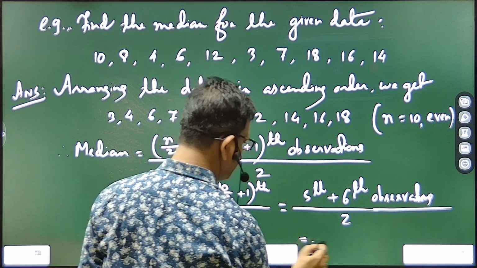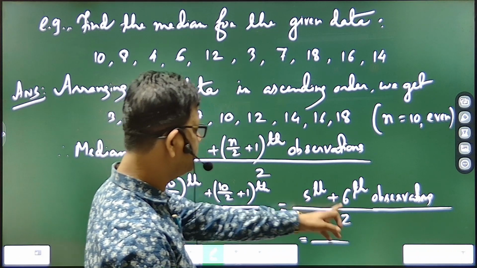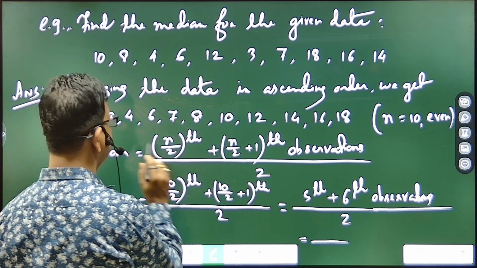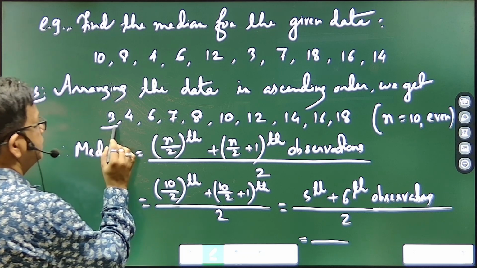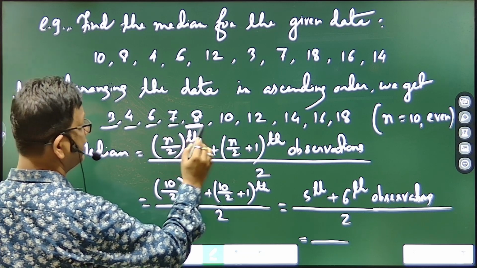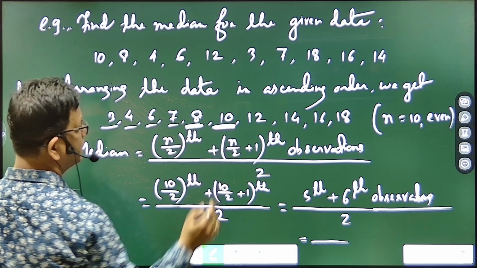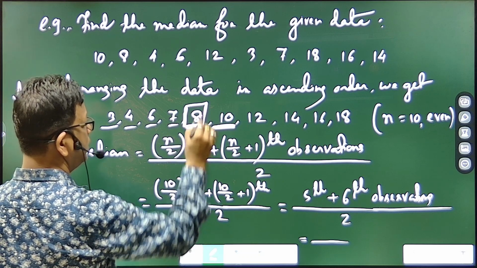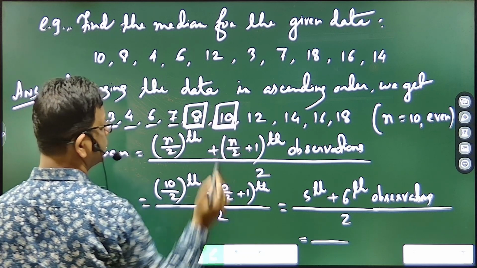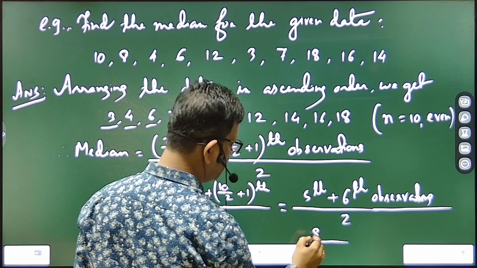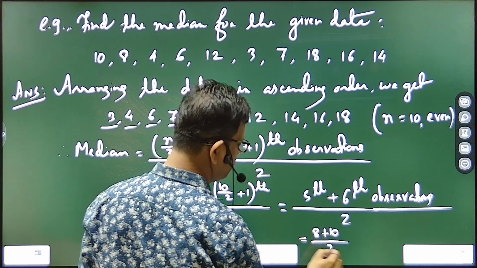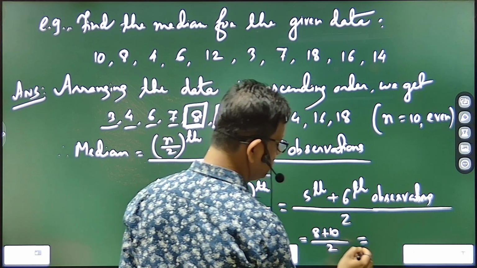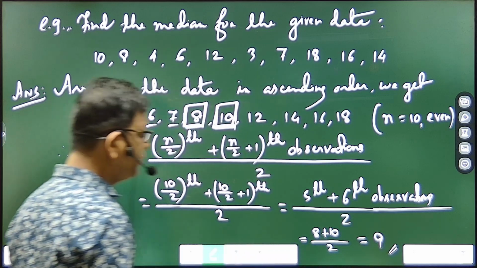Now I repeat again, you have done 5 plus 6, that is wrong. Fifth observation you have to see. So first, second, third, fourth, fifth. Fifth is 8 and sixth is 10. So these are the numbers 8 and 10, fifth and sixth. Just put it there, 8 plus 10 divided by 2, so 18. 18 by 2 is how much? 9. Is it okay now?